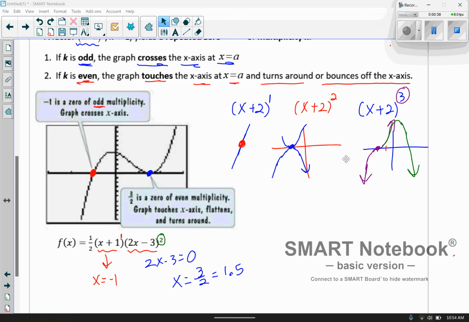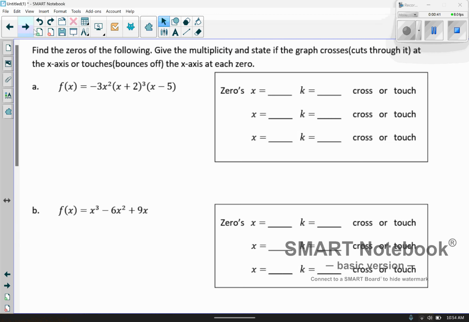So now we're going to look at these equations, find the x-intercepts, list the multiplicity, and then determine whether they cross or touch. Looking at this equation right here, we have x squared, x plus 2 to the power of 3, and x minus 5 to the power of 1. We'll just go in order that they appear.